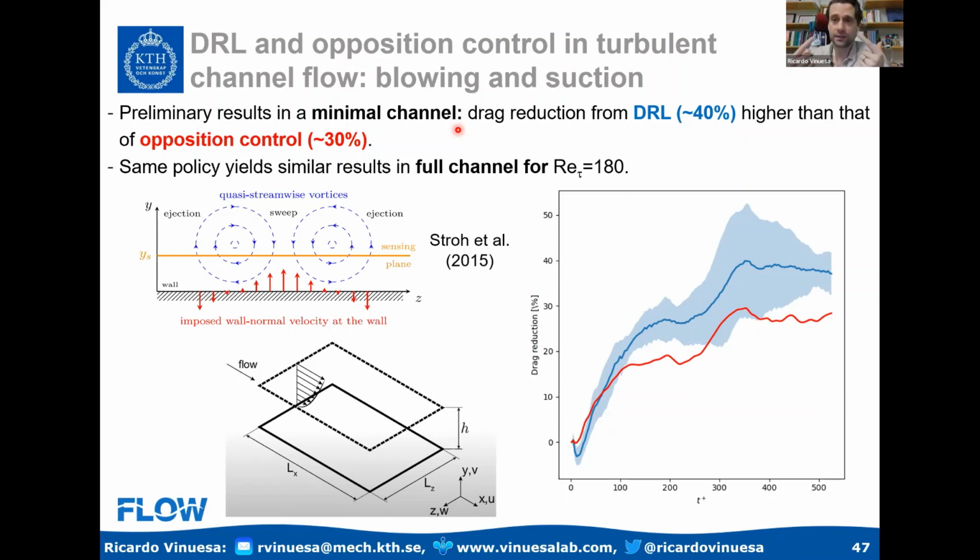In a full channel, we can extend the same policy from the minimal to the full channel at a friction Reynolds number of 180. This difference still persists, so I can still outperform the possibilities of drag reduction with opposition control by using deep reinforcement learning, which once again, I believe can bring a lot of opportunities for flow control in a wide range of configurations.